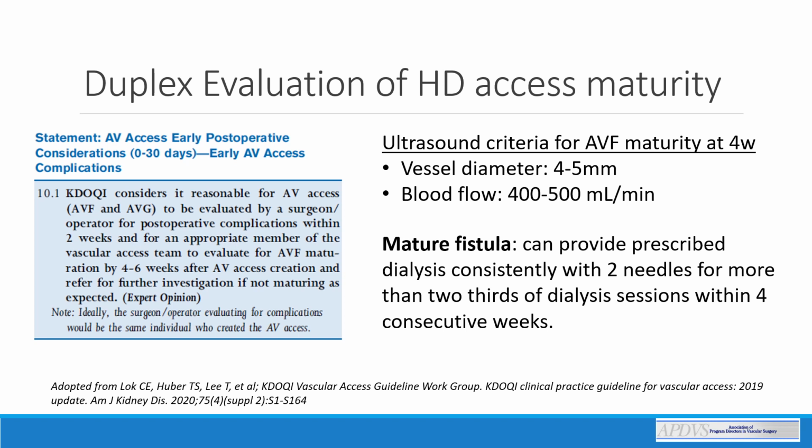Sonographic evaluation can address multiple anatomic features of fistulas, including the presence of stenosis, minimum vein diameter, and the maximum depth from the skin surface. Minimum ultrasound criteria have been established for fistula maturation at 4 weeks using a vessel diameter of about 4 to 5 millimeters and a volume flow of 400 to 500 mL per minute.